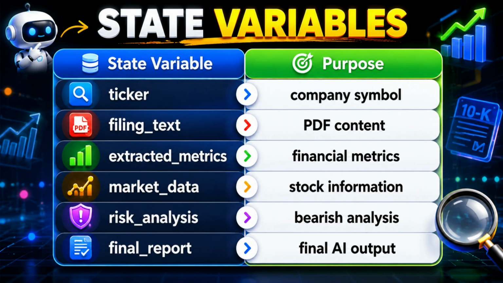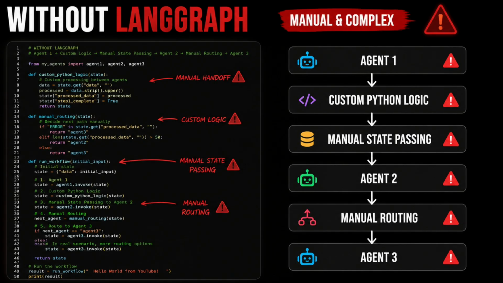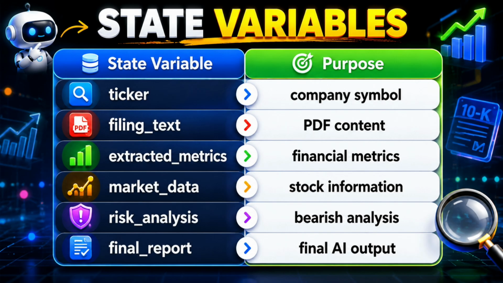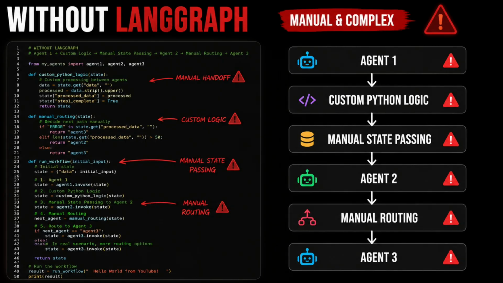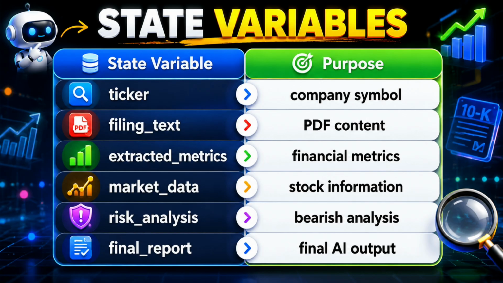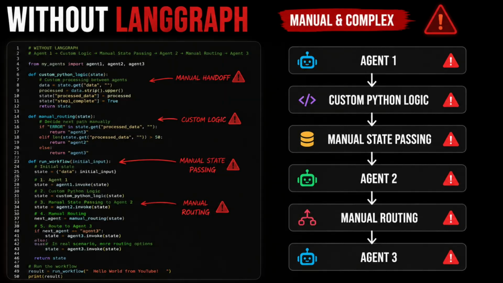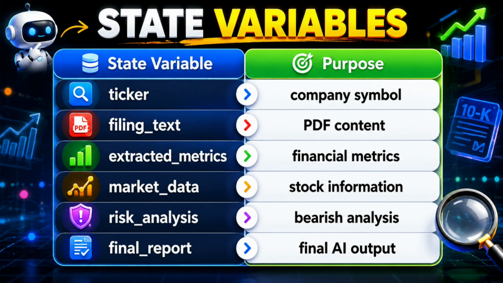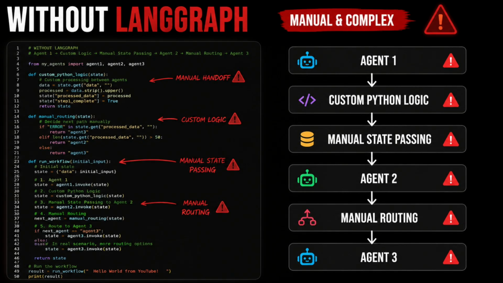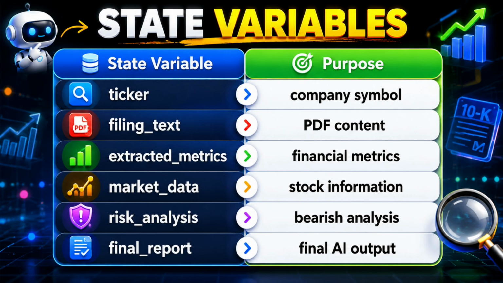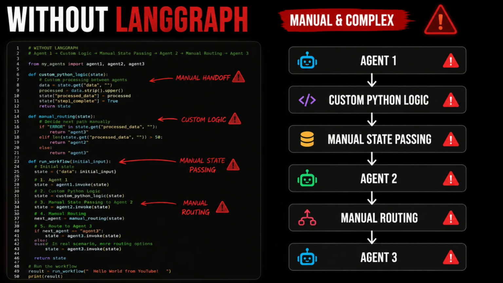Each variable inside the agent state represents shared information. For example, the retriever agent may add filing text. The market agent adds stock data. The risk agent adds bearish analysis. And finally, the generator agent creates the final report. Without LangGraph, developers manually handle state passing, agent routing, workflow control, and orchestration logic. This becomes difficult very quickly as systems scale.